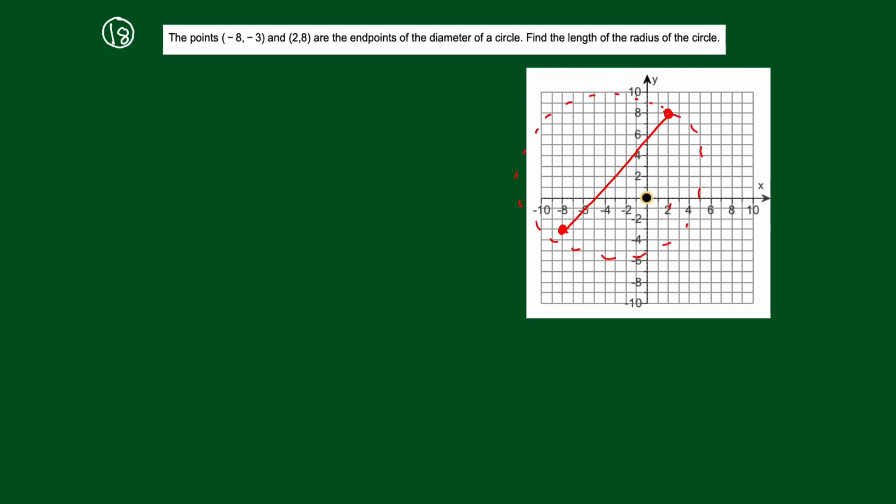circle around here. Now what we want to do is find the length of the radius. Well, look, the radius is just half the diameter. So why don't we do this? We'll have the diameter, and then the radius is going to be the diameter divided by 2. So let's find the distance, and then we'll cut it in half, and we'll have the length of the radius. So by the distance formula, it's the square root of (x2 minus x1) squared plus (y2 minus y1) squared.